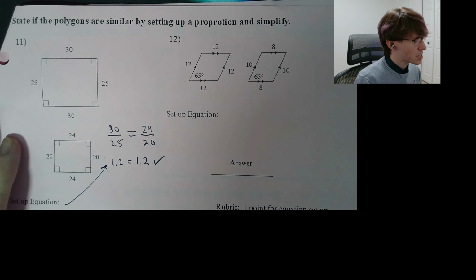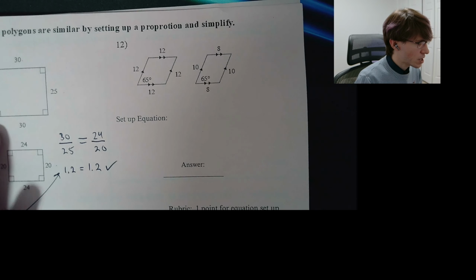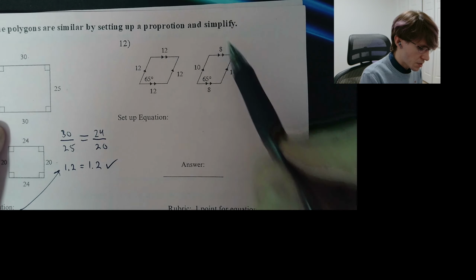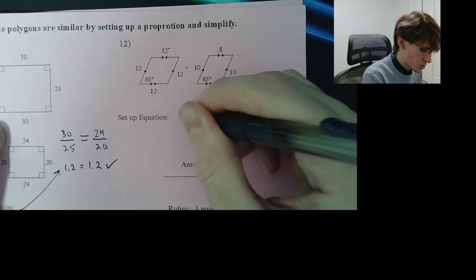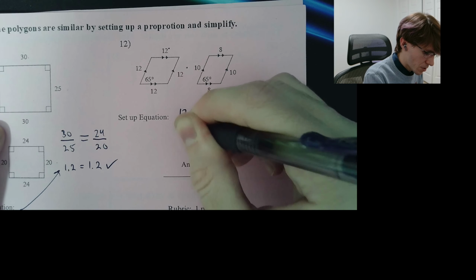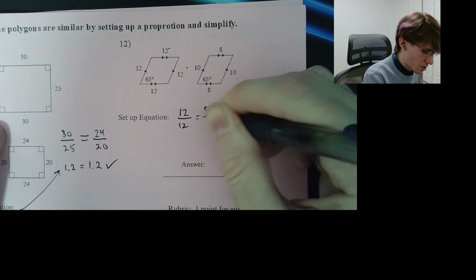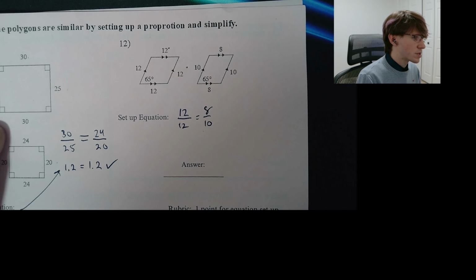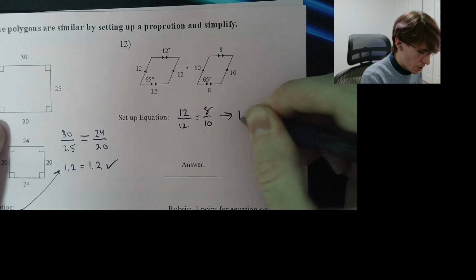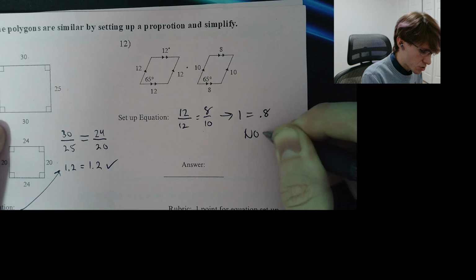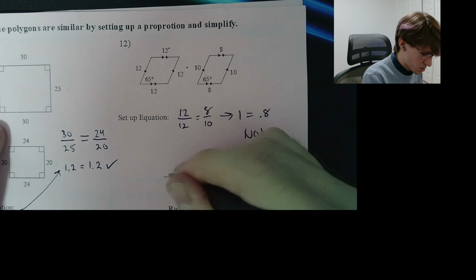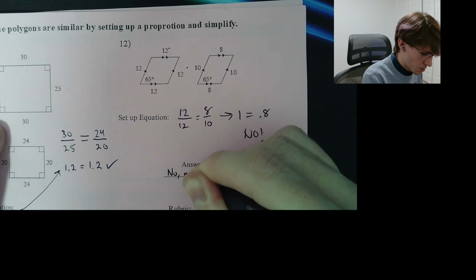Over here, same exact concept on this number 12. The only difference is the 8 and the 10 are not going to be the same as this 12 and the 12. So I'm doing the top over the right equal to the top over the right. However, if you did throw that into your calculator, it would turn out that 1 is equal to 0.8. That is clearly not true. No, not true. So the answer is going to be no, not similar.